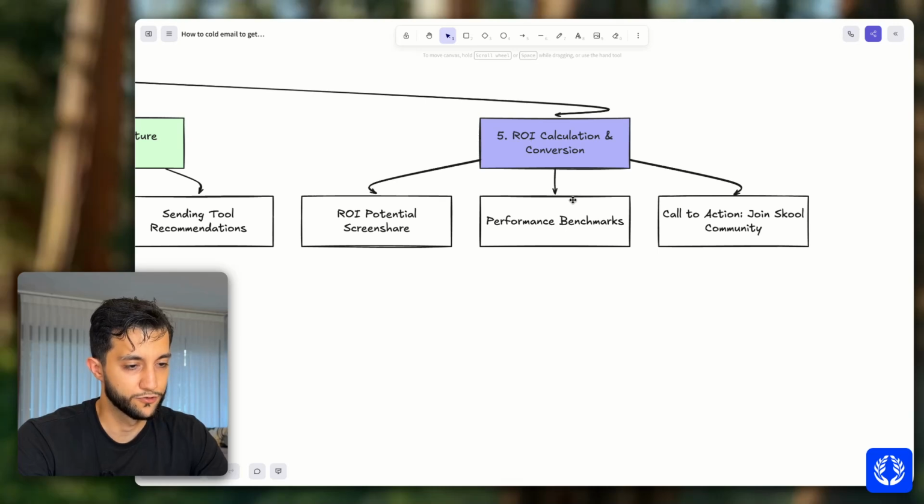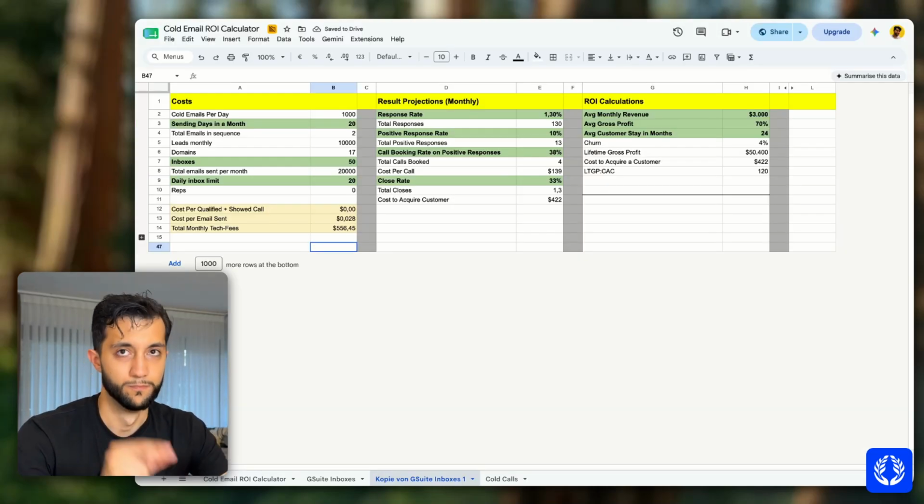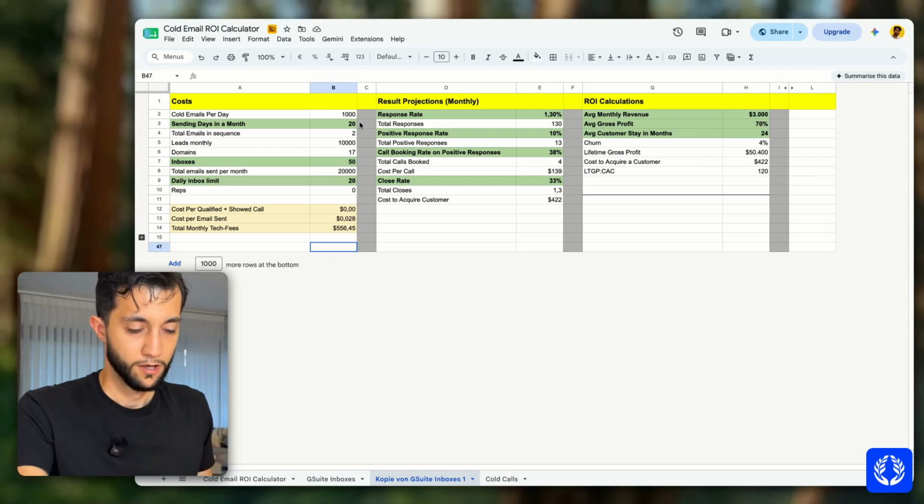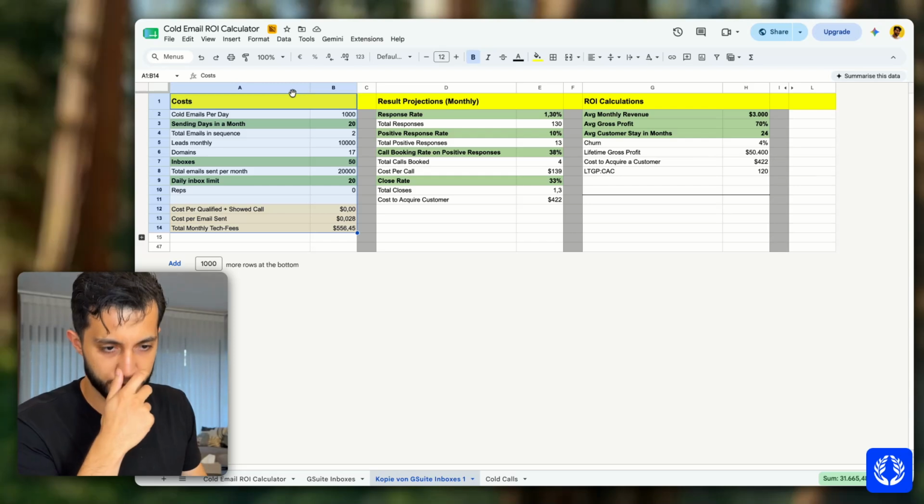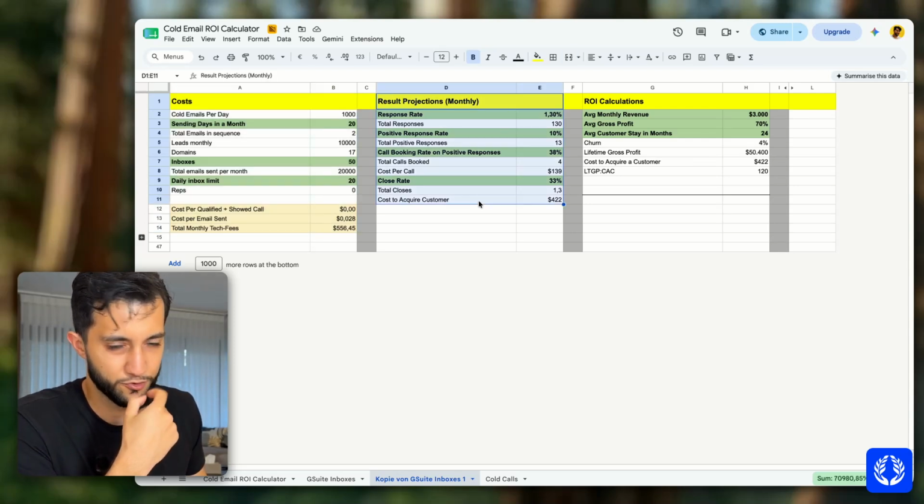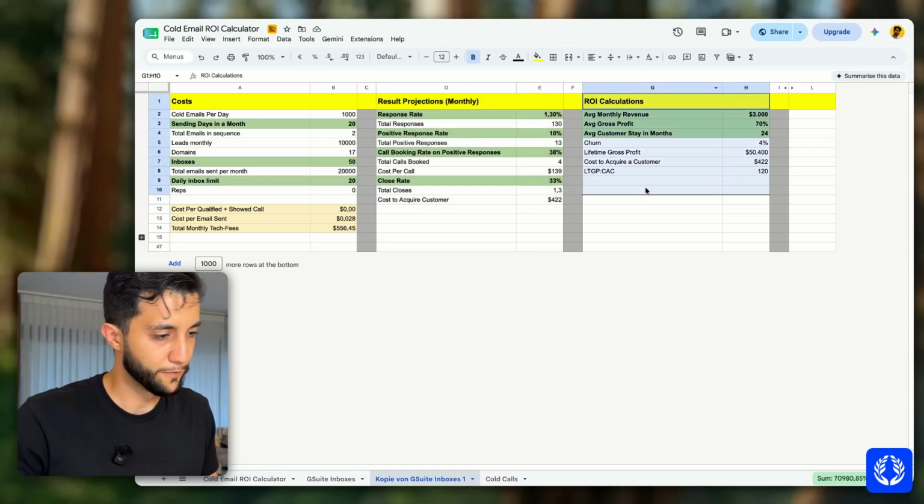ROI calculation and conversion. Let me actually pull up an ROI calculator real quick. Boom, I got the ROI calculator. So we have the setup, right? We have these three columns. Let me quickly cover this. On the left-hand side, you have costs. In the middle, you have results projections, right? Based on the funnel, like how many responses, etc. And then you have the ROI calculation.